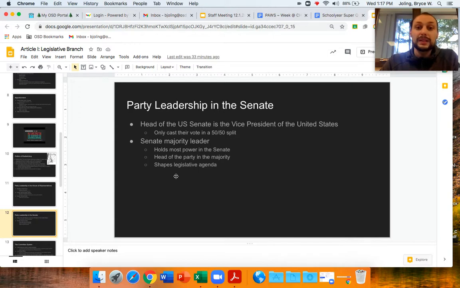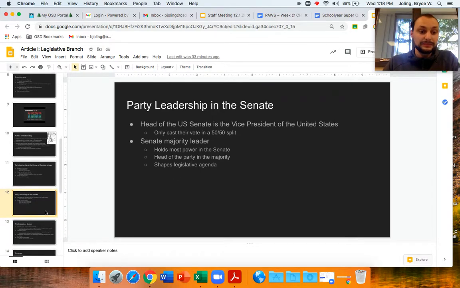The Senate Majority Leader is where most of the power in the Senate comes from. Once again, it is voted on by the majority party. The Senate Majority Leader holds the most power in the Senate. They are the head of the party in the majority, and they shape the legislative agenda, and they also determine, like I said before, what gets to come on the floor, what gets to be voted on, and what does not get to be voted on.